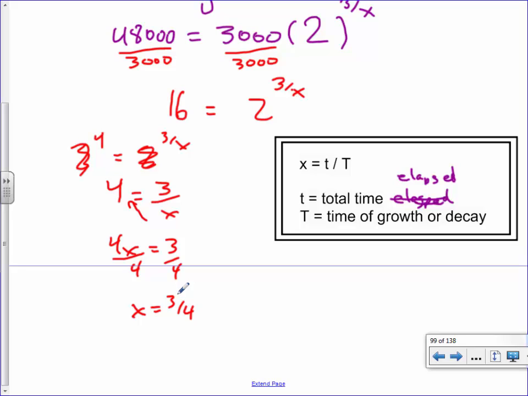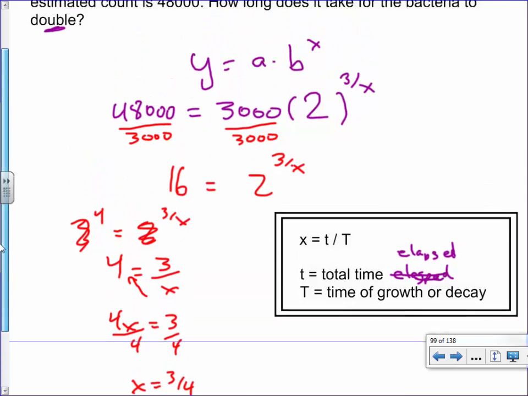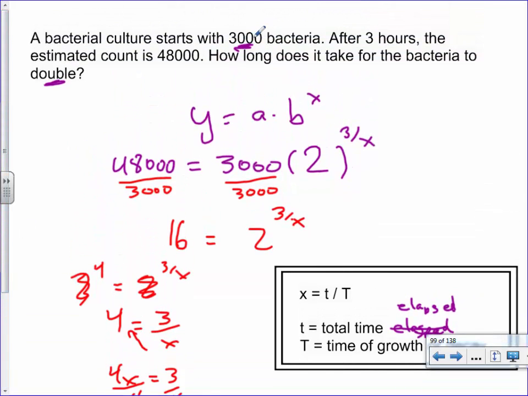So what does this mean then? Back to the context of our question. You start with 3,000 bacteria, and eventually you hit 48,000. So it means that you've doubled this quite a few times. It says it's been 3 hours. How long does it take for the bacteria to double? 45 minutes, basically, 3/4 of an hour. Every 45 minutes, this thing should double. So after 45 minutes, it would be up to 6,000. After an hour and a half, it would be up to 12,000. After 2¼ hours, it would be up to 24,000. And then after 3 hours, it's finally up to 48,000. Does that make sense?